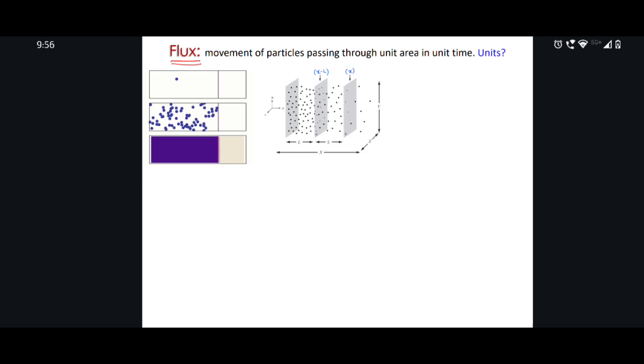It's per unit area, per unit time. Tell me the dimensions at least. L to the power minus 2, t to the power minus 1. Right?